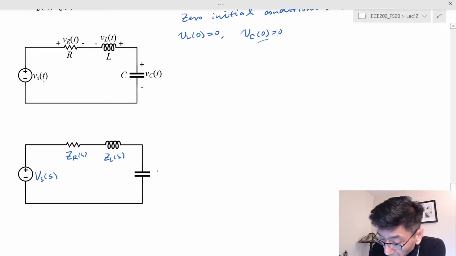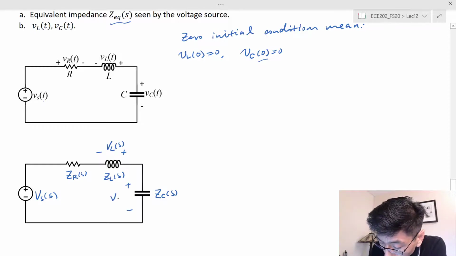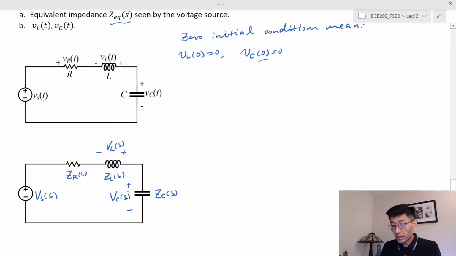So we have Z sub C(s) only, and the voltage we're trying to find, which I also want to label, is V sub L. In this case that's going to be V sub L(s), and the voltage here is going to be V sub C(s), where we use capital letters in the S domain to correspond to the lowercase time domain signals.